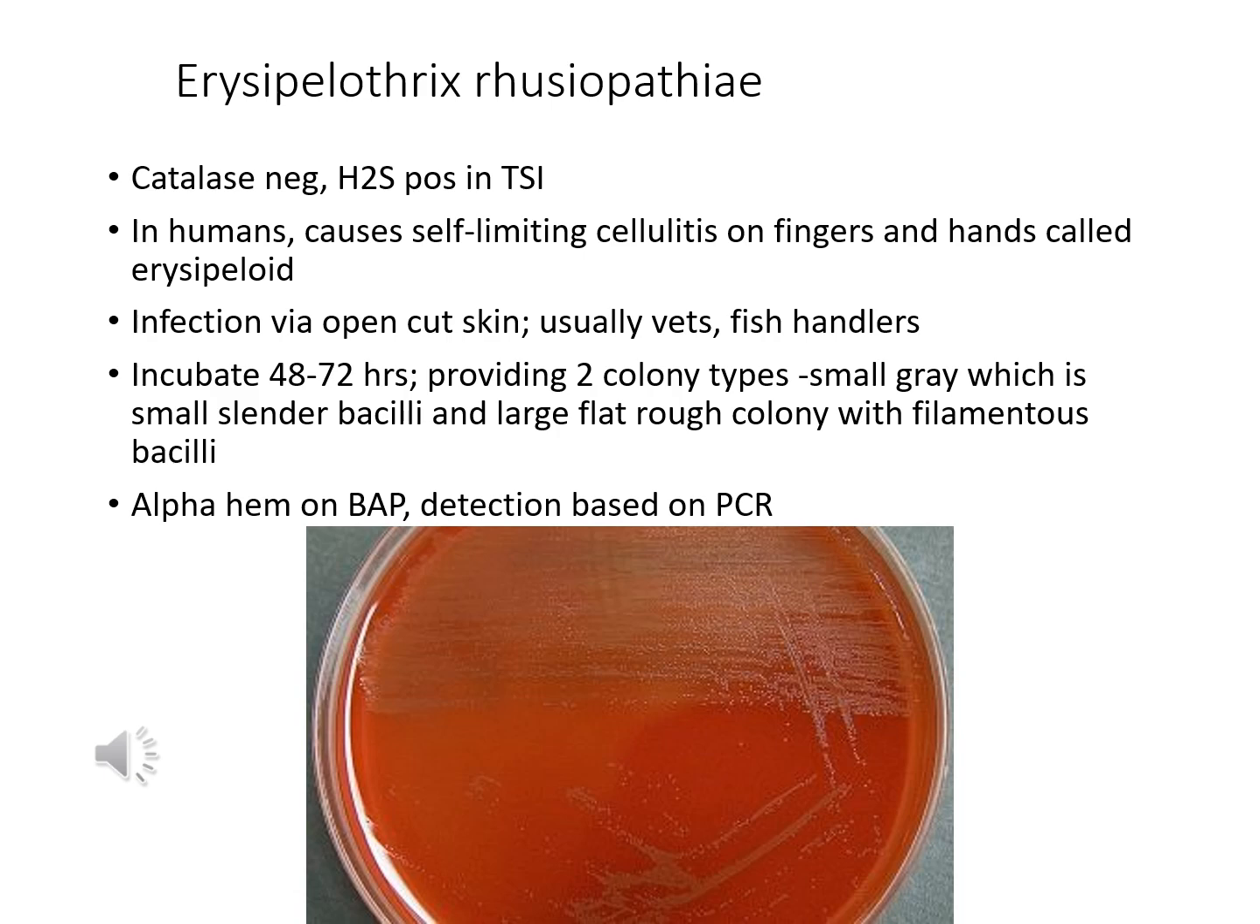To recover the organism, we're going to incubate for 48 to 72 hours, so it is a little bit more of a slow grower than some other ones. It can grow as two different colony types, though. So it can grow as a small gray colony, which has a small, slender bacillus, or it can grow as a large, flat, rough colony with a filamentous bacillus. It's alpha hemolytic on blood agar, but it can also be detected by PCR.